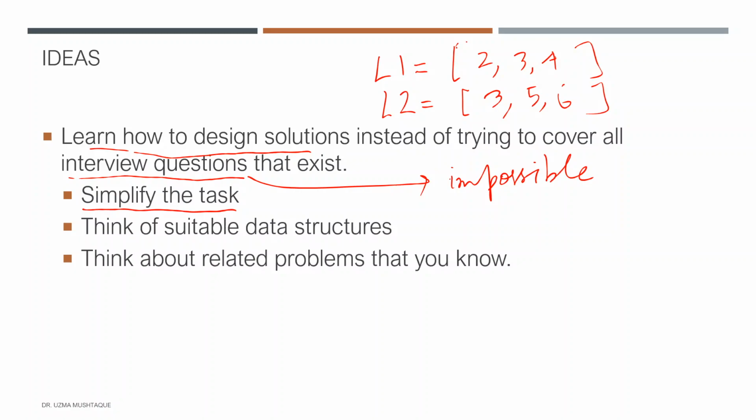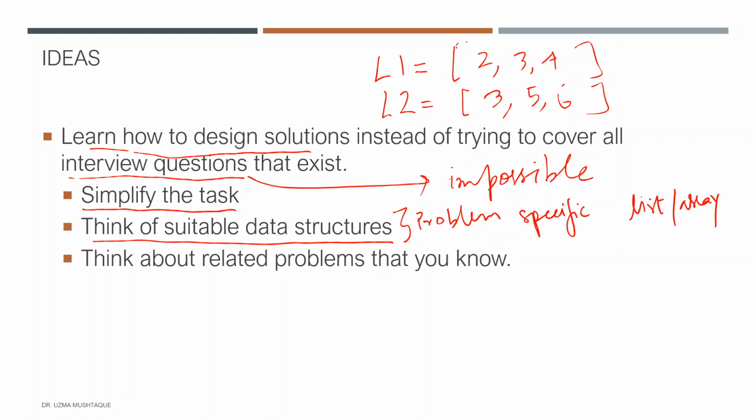How will I solve this problem for a given list L1 and L2, which are of size 3 only? The next thing that you can think of is a suitable data structure. Now, this is problem specific, I would say. In this one, it's already given that we have a list or an array. So the data structure is sometimes given. Sometimes you have to figure out whether we want to save it in some other data structure and why we want to do that.